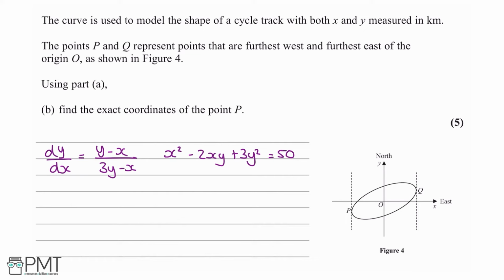So I'm just going to highlight some key points. I'm going to highlight that the points P and Q are furthest west and furthest east. I'm going to highlight we need to use part A, and we need to find the exact coordinates of the point P. So now we have this information.